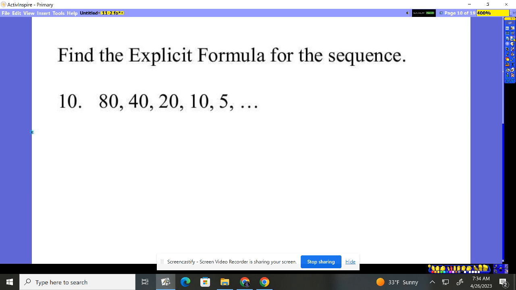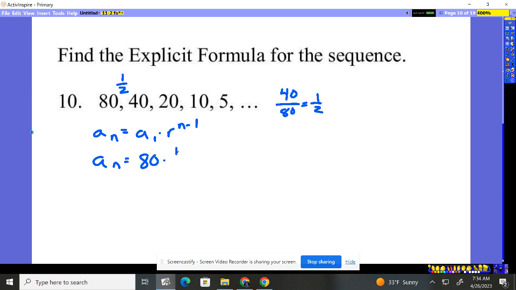The next one, what we're multiplying by, it looks like you're dividing by 2. You are, but that's the same as multiplying by a what? Half. And again, if you weren't sure, you would take your second term, divide by your first term, and it says, hey, you were obviously multiplying by a half here. So our formula, a sub n, is equal to the first term times r to the n minus 1. So a sub n, first term is 80. What was our rate of change? A half to the n minus 1.